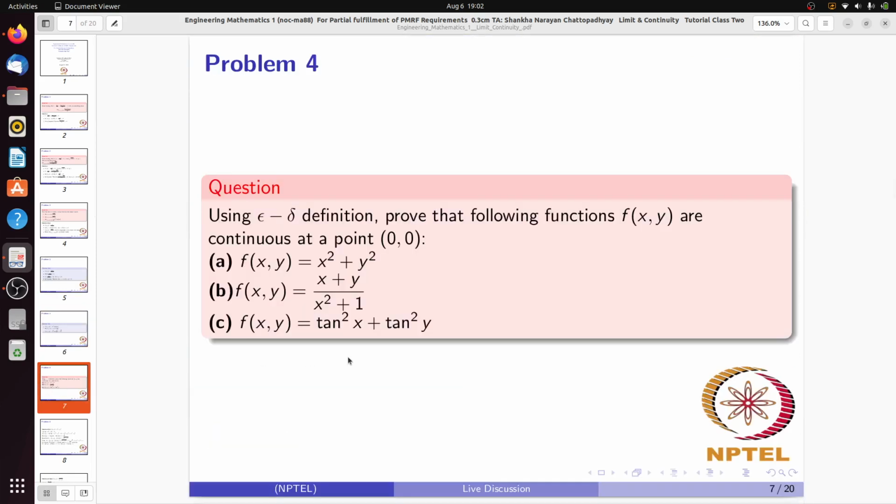Using the epsilon delta definition, these are very nice problems. Let's say x square plus y square is a polynomial function. So these kinds of functions are very nice functions, and we can easily prove continuity and all for these. In the second, question number B, the only problem will be when the denominator vanishes. The denominator does not vanish on R2, because x square plus 1 equals 0 has roots only in the complex plane, not in the R2 plane.